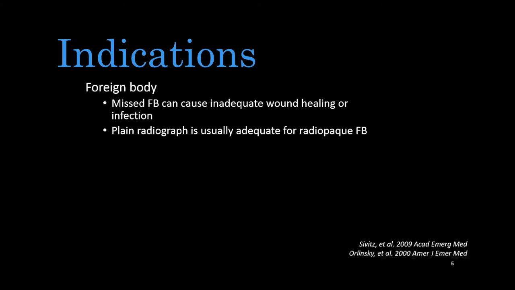Indications for the use of ultrasound to detect a foreign body in the soft tissue are also very important, in that if you miss the foreign body, it can cause inadequate wound healing or infection. Plain radiographs are something that we commonly use, and they're usually adequate for radio-opaque foreign bodies. Ultrasound, on the other hand, is able to detect the entirety of the foreign body that is in the soft tissue, no matter if it's radio-opaque or radiolucent.